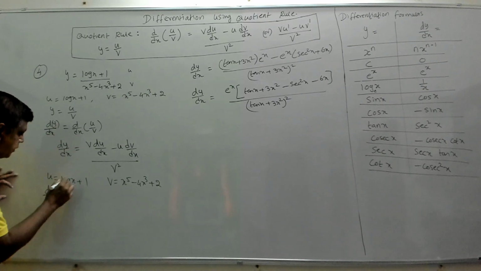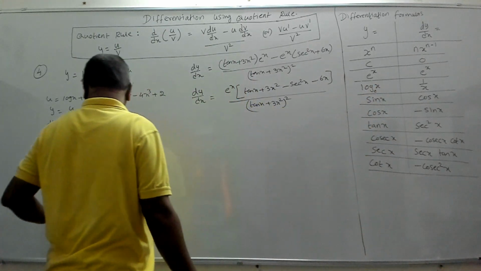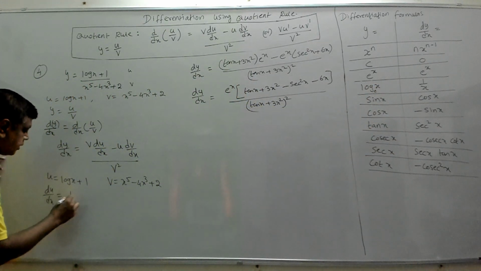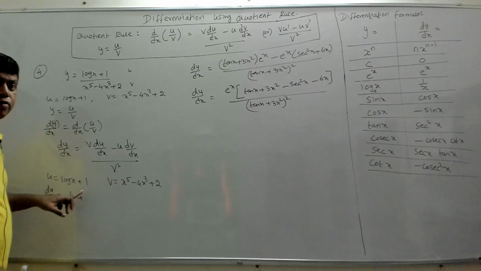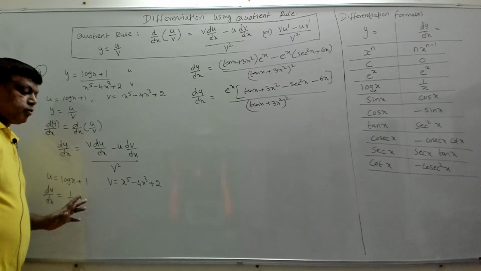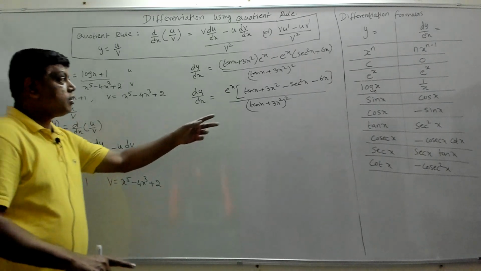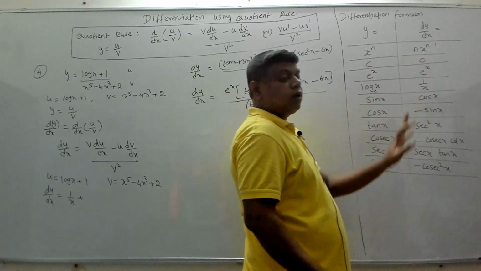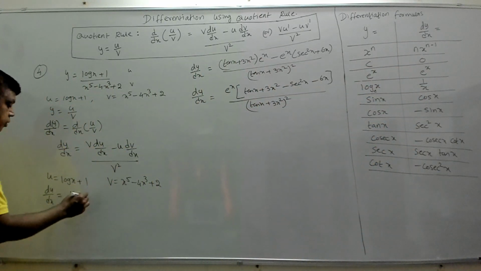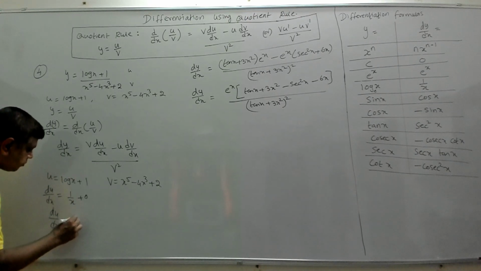So du by dx is differentiating u. The differentiation of log x is 1 by x, so 1 by x plus the differentiation of 1. Differentiation of a constant: if you have only a number without any x or x square or anything, then the differentiation of the constant alone is 0. So your du by dx is 1 by x.